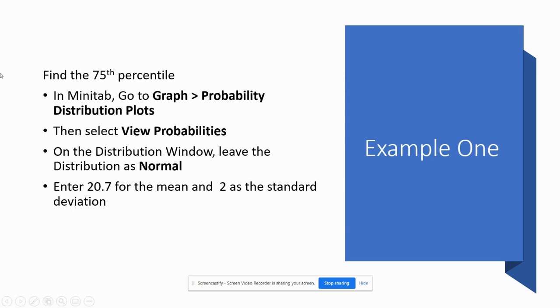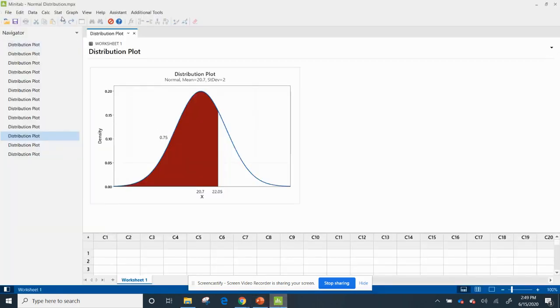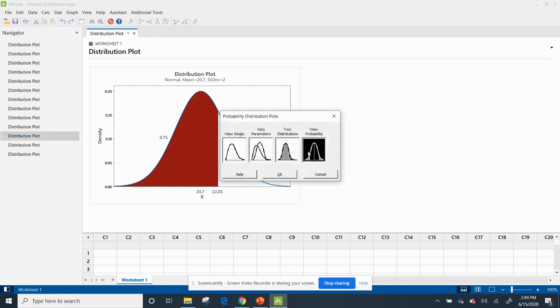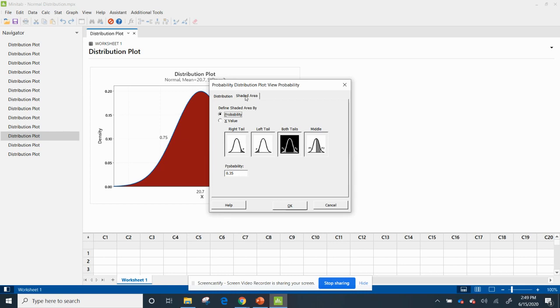We can do this in Minitab. I have the directions here if you need it, but I'm just going to show you. I'm going to go to Graph, Probability Distribution, View Probability, and hit OK. I'm going to put my mean, which is 20.7, my standard deviation, which is 2, and then I'm going to go to shaded area. We're going to do something a little bit different this time. Instead of doing the X value, we're going to do the probability, and we're going to do the left-tailed.